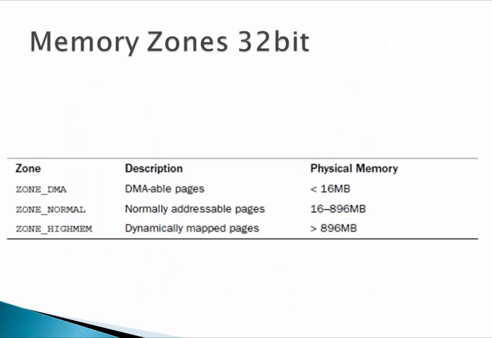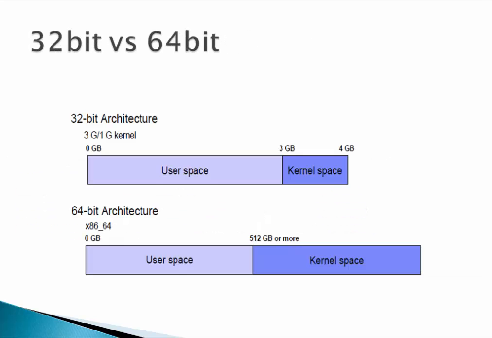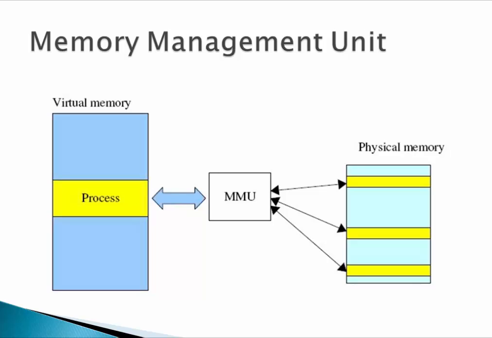Here, your DMA is less than 16 MB, then 16 MB to 896 MB is where your kernel data structures reside, and greater than 896 MB is where your user space processes reside. This is one of the major limitations of a 32-bit system, because your process can access a maximum of 4 GB. If there is memory pressure and it tries to access the area beyond that limit, you will see all kinds of issues, like the out of memory killer. So this is something about the memory management unit.